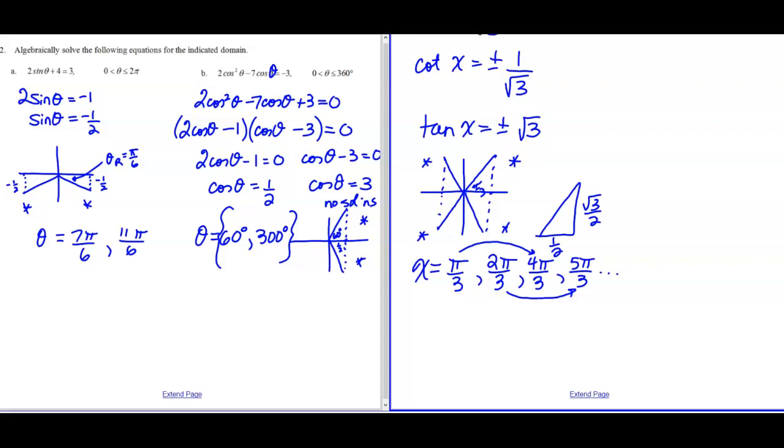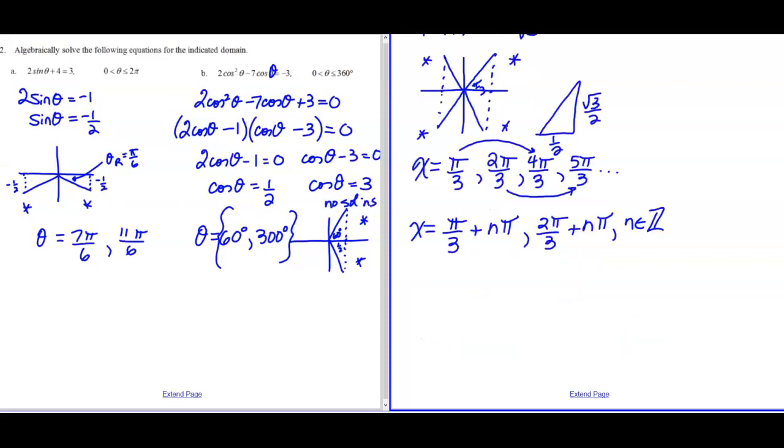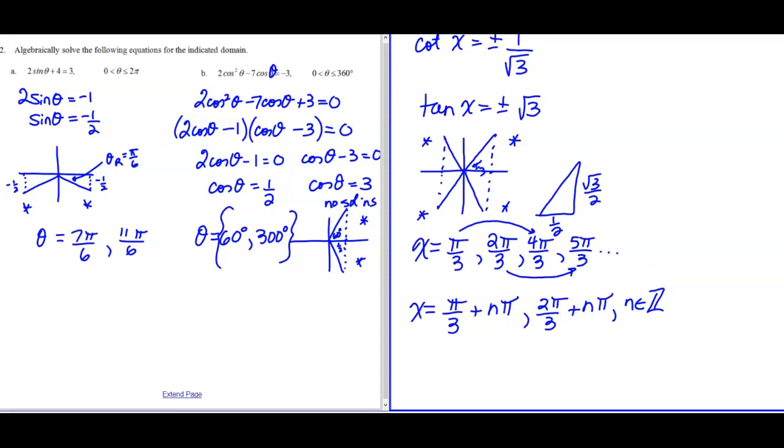So that's how we're going to show this in a more compact form for the general solution. So x equals pi over 3 plus multiples of pi, 2 pi over 3 plus multiples of pi, where n is an integer. Again, that's why I like to do a little diagram, my unit circle, so that I know. I did it all in one color. Maybe if I do it in green, then you can tell it doesn't include the horizontal axis. Okay.